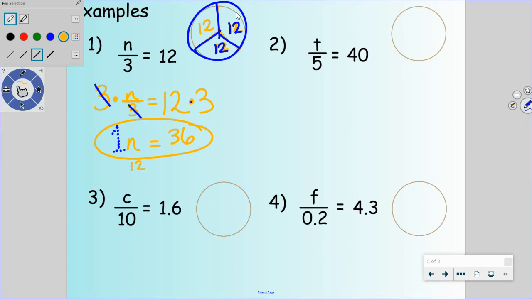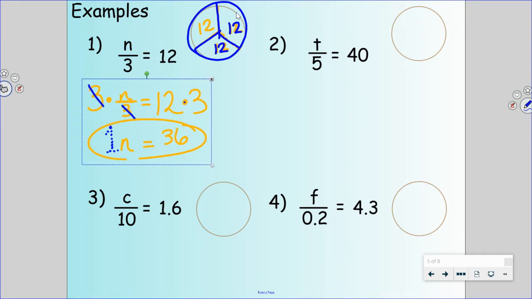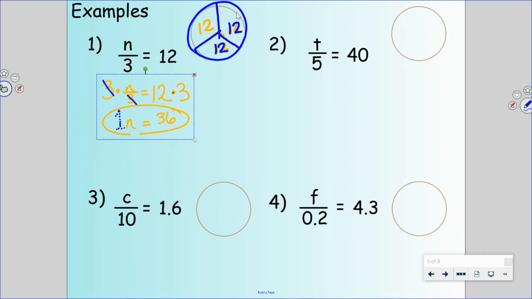Take your equation, substitute in what you think is the answer. I'm going to put a little question mark here. Cover up that side. All right, folks, we're going to get this right. There we go. 36 split into 3 parts is 12, and hey, that looks like a true statement.